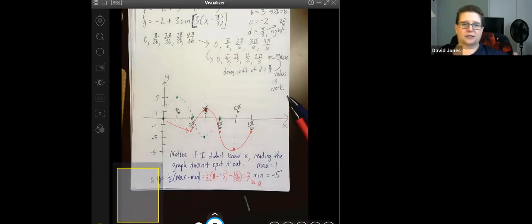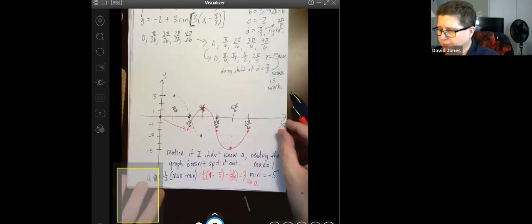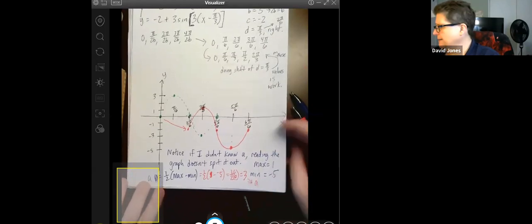So getting the amplitude off the graph after it's been shifted, you want to look for that max value and that min value. Find the distance between them. That's what this max minus min gives us. It's a distance. And then we cut it in half to get the amplitude. All right, you ready for some more?